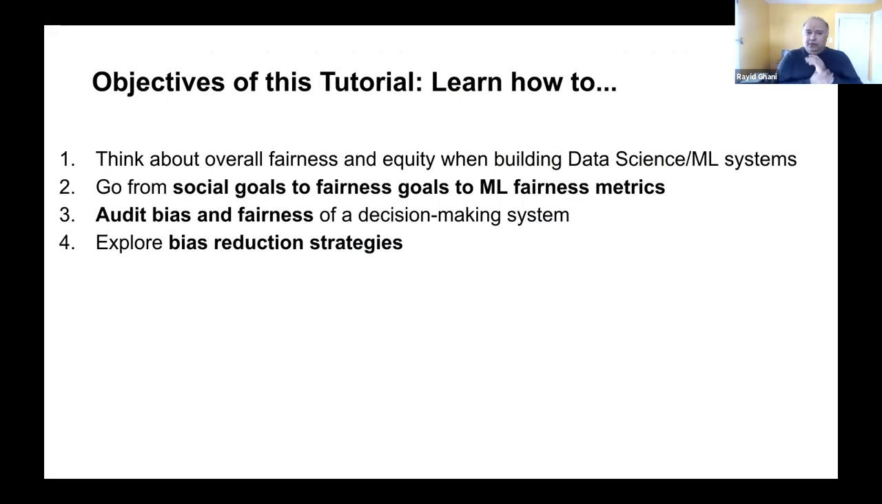So we're going to cover four things. One is, at the systems level, what are the considerations around fairness and equity? Second, once we know what we need to achieve from the social and societal side of fairness, how do we convert that into ML fairness metrics? Because eventually we're going to be measuring things through these metrics, but that mapping is an important piece. Then, once we've figured out what metrics we care about, we're going to audit these systems to see how fair or biased they are.